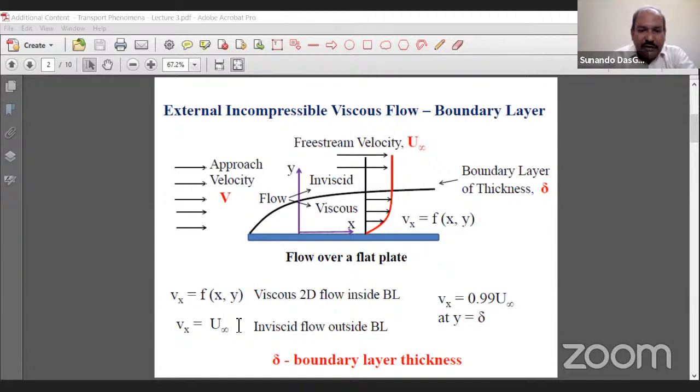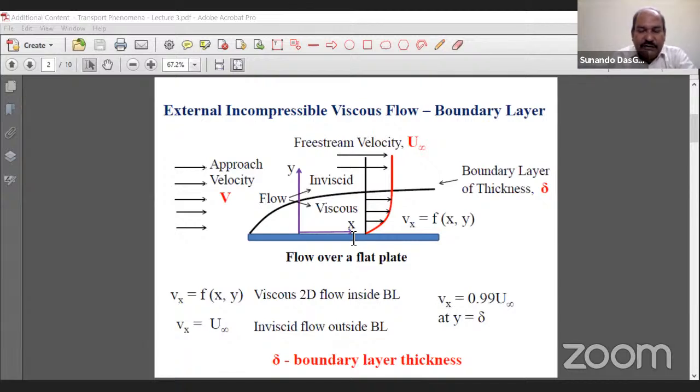So that's what I have written over here, that the velocity is two-dimensional inside the boundary layer. It's viscous in nature. The Navier-Stokes equation is valid inside the boundary layer, and when the actual velocity reaches 99% of the free stream velocity, we call it the edge of the boundary layer. And outside of this, the velocity is equal to u infinity.